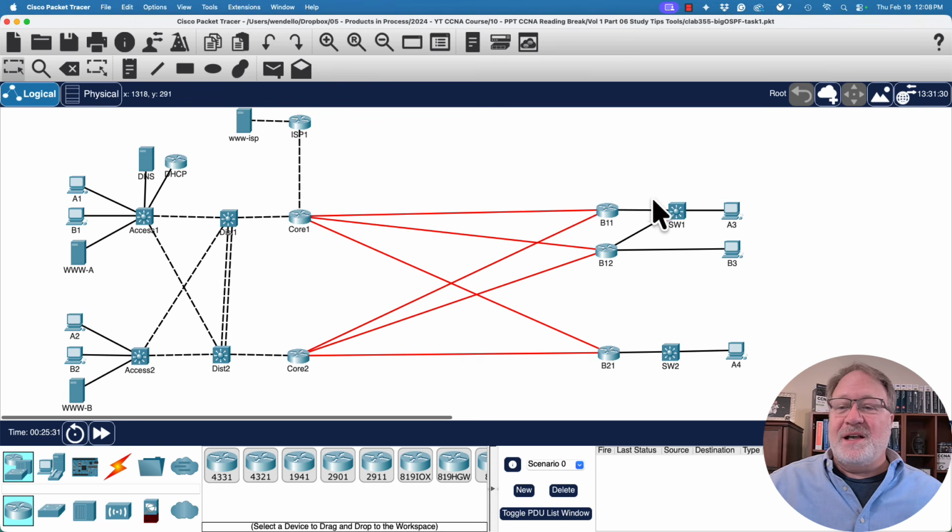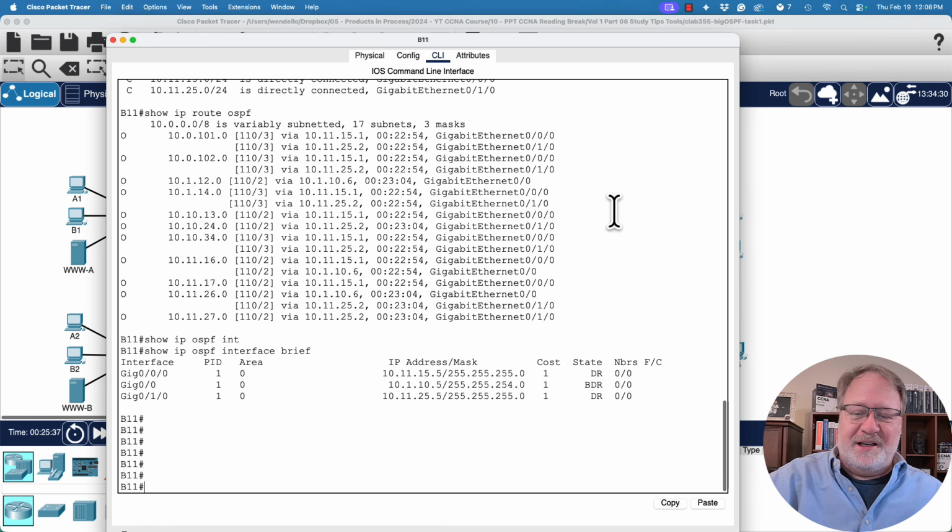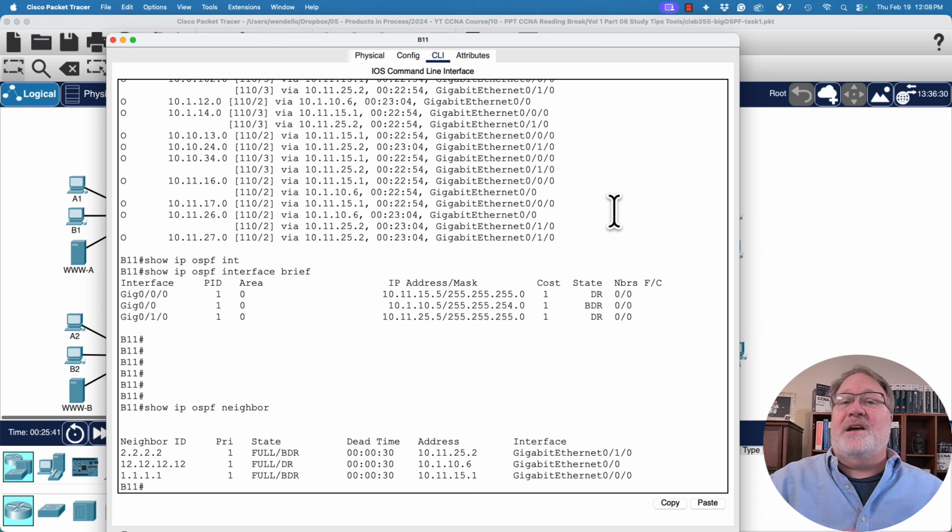Next up, we'll do the same thing on B11, B12, and B21, the 3 branch office routers. So with B11, as you can see, I've already done the commands a few times. So show IP OSPF neighbor. With B11, we should expect to be neighbors with core 1 and 2, the 2 routers on the left side of the WAN, B11 being on the right side of the WAN. So here's core 2 and core 1 as neighbors.